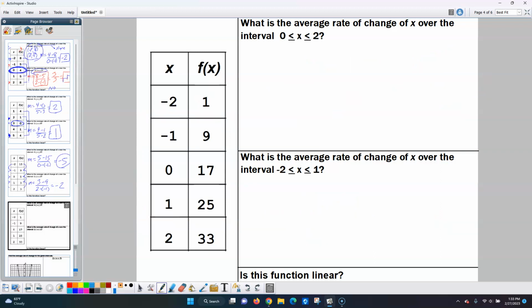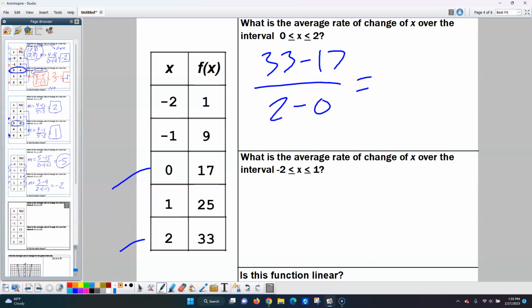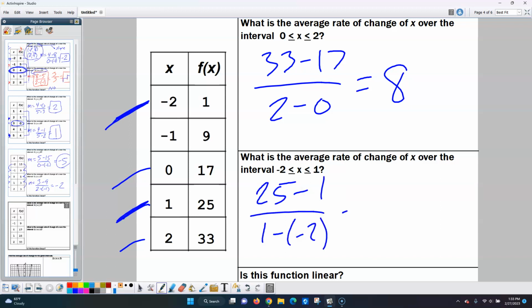Next one, I've got from 0 to 2, average rate of change or slope. That would be 33 minus 17 over 2 minus 0. I think that is 8. The next one from -2 to 1, so from that one to that one, would be 25 minus 1 over 1 minus -2. That's 24 over 3. I think that's 8 as well.